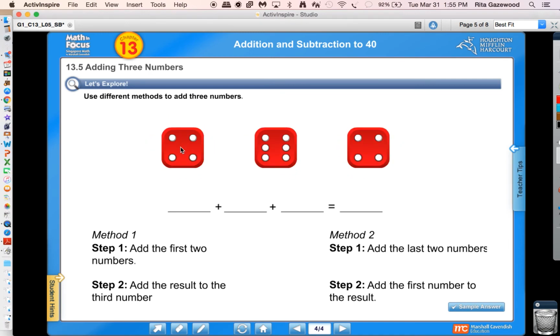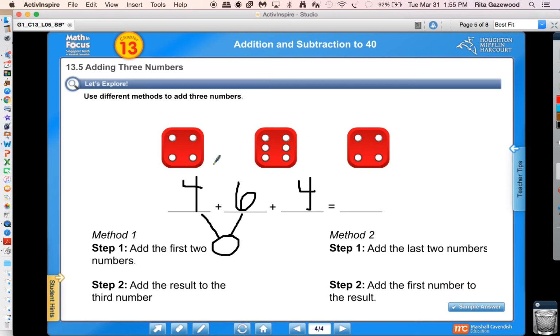Excellent. I have 4, 6, 4. So I'm going to write those into my problem. Oops, I wrote the wrong one. 4 plus 6 plus 4. Now, if you remember the first step, we're going to add the first 2 numbers together. So 4 plus 6.